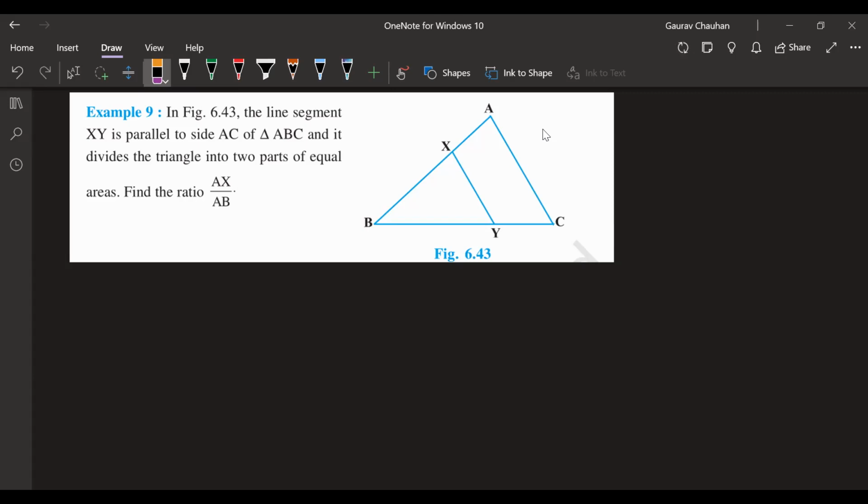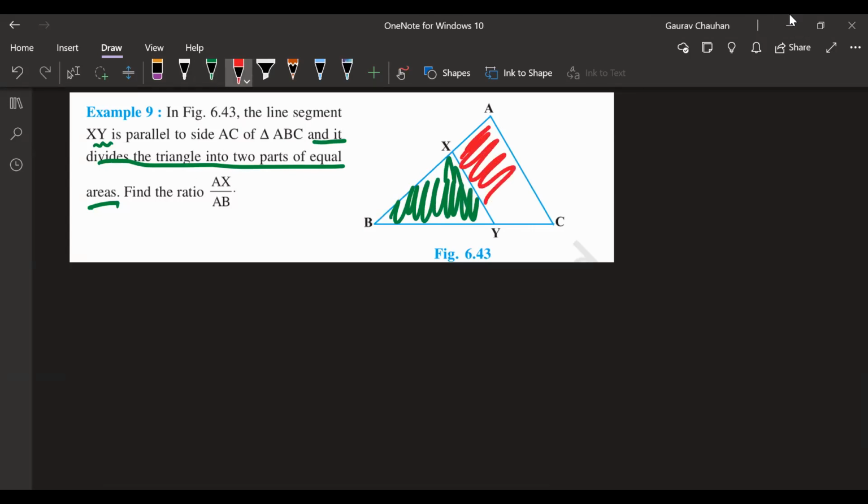XY is parallel to side AC. There is one more interesting thing they are giving. It is given that XY divides the triangle into 2 equal areas, which means which 2 areas are equal? Anyone? Yes, Riza? Sir, area of triangle BXY and quadrilateral XYCA. Area of this triangle and this quadrilateral are equal, they're saying.